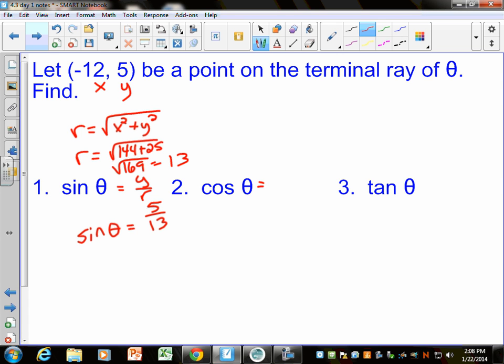And cosine is x over r. And this is where you get negative values here. The cosine of theta is going to be negative 12 over 13, because the x value is negative 12.